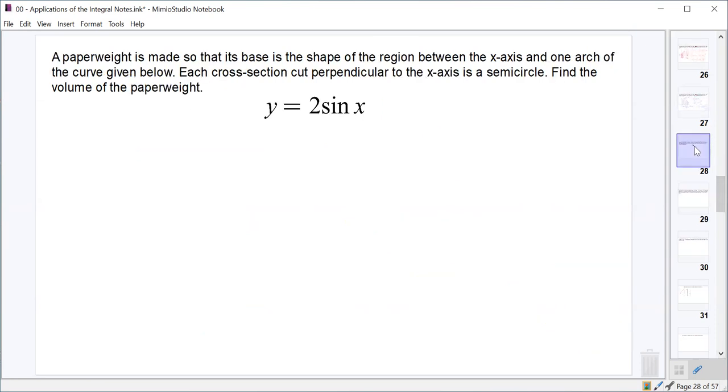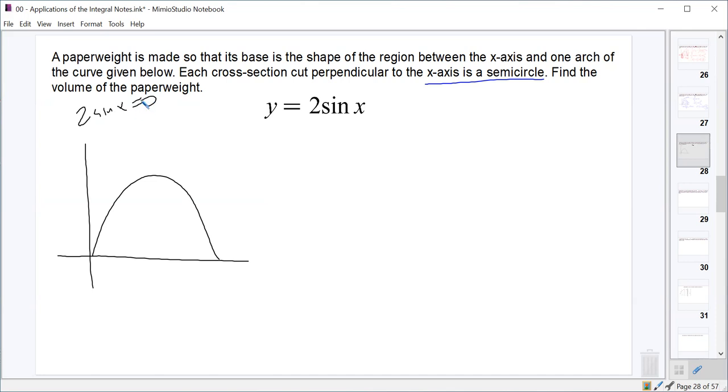The next one we're going to look at is a paperweight with its base that is the shape of the region between the x-axis and one arch of 2 sine x. And this time we're going to have cross sections which are perpendicular to the x-axis, which are semicircles. So first we'll sketch our function. One arch of 2 sine x looks about the same as what we did before. And we know that 2 sine x equals 0 at x equals 0 and x equals pi. So this will be pi and this will be 0 over here. And that'll be the ends of our interval for our integral. Those will be our limits of integration, with an integral from 0 to pi that we're going to be working on here.